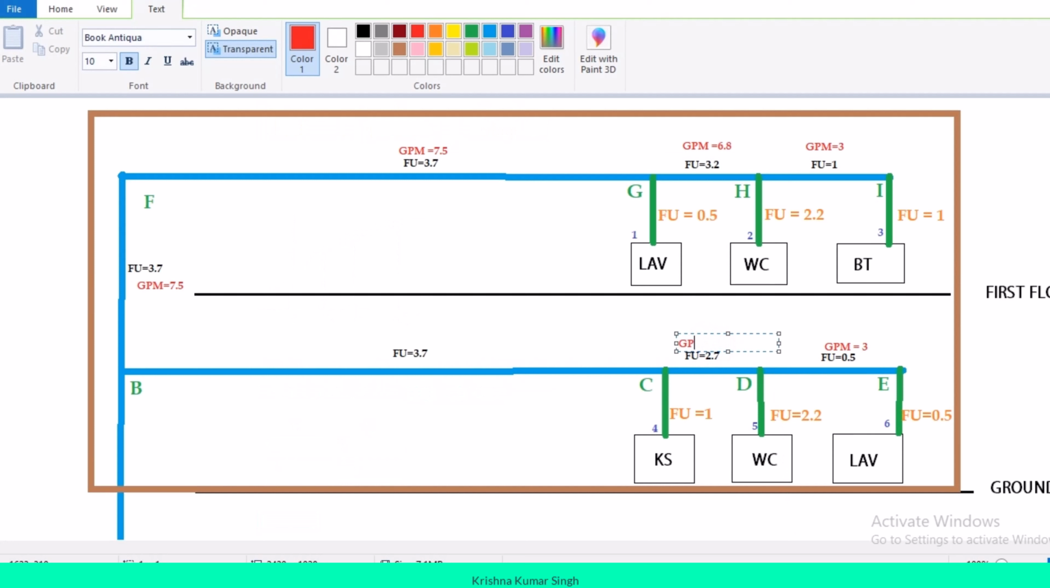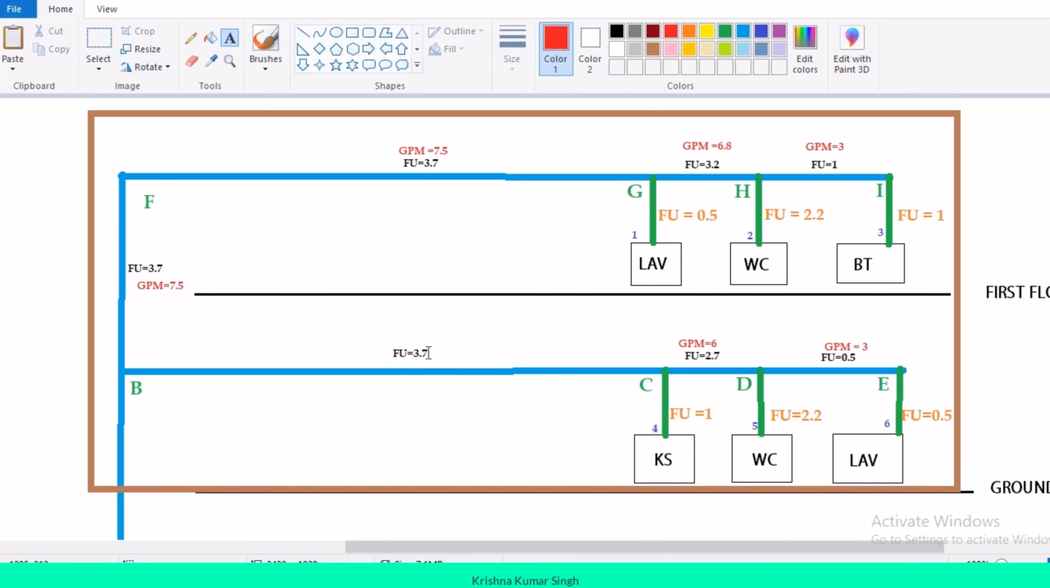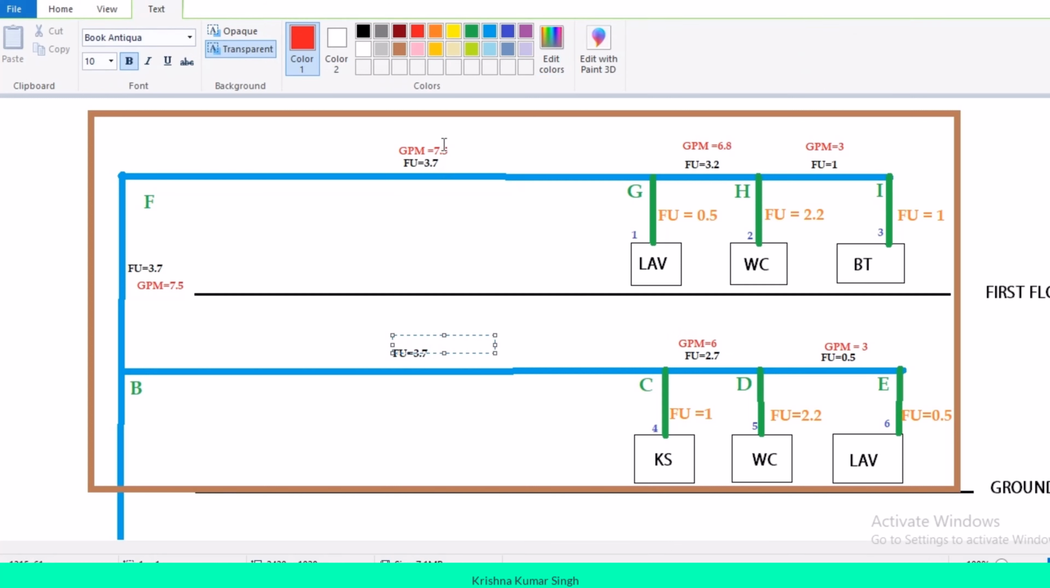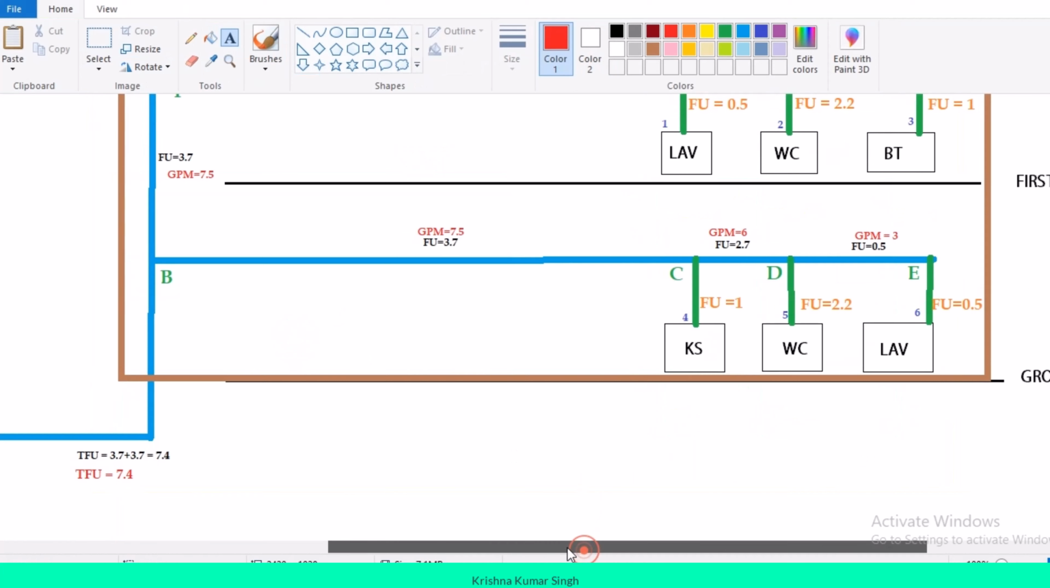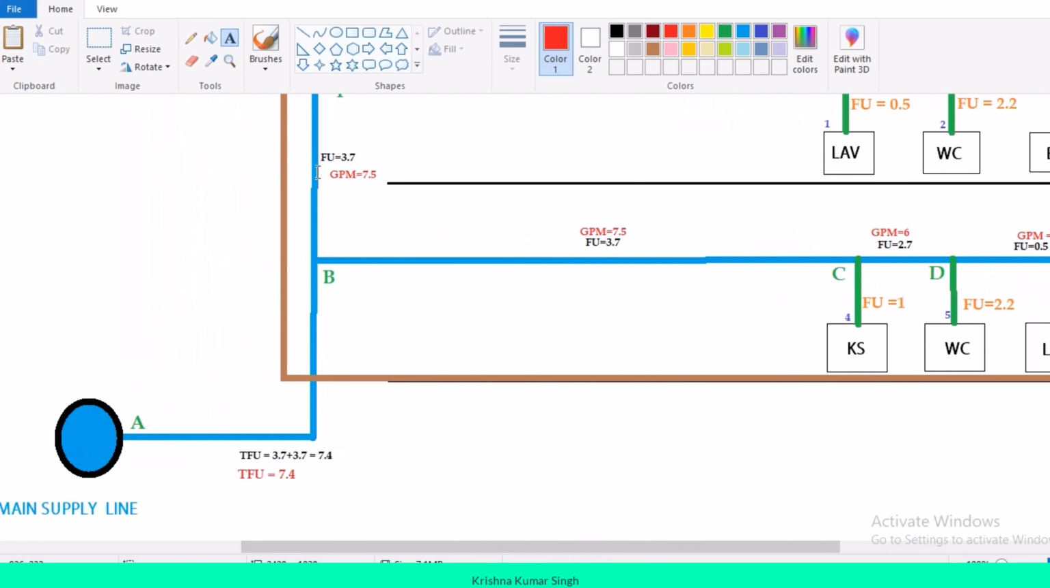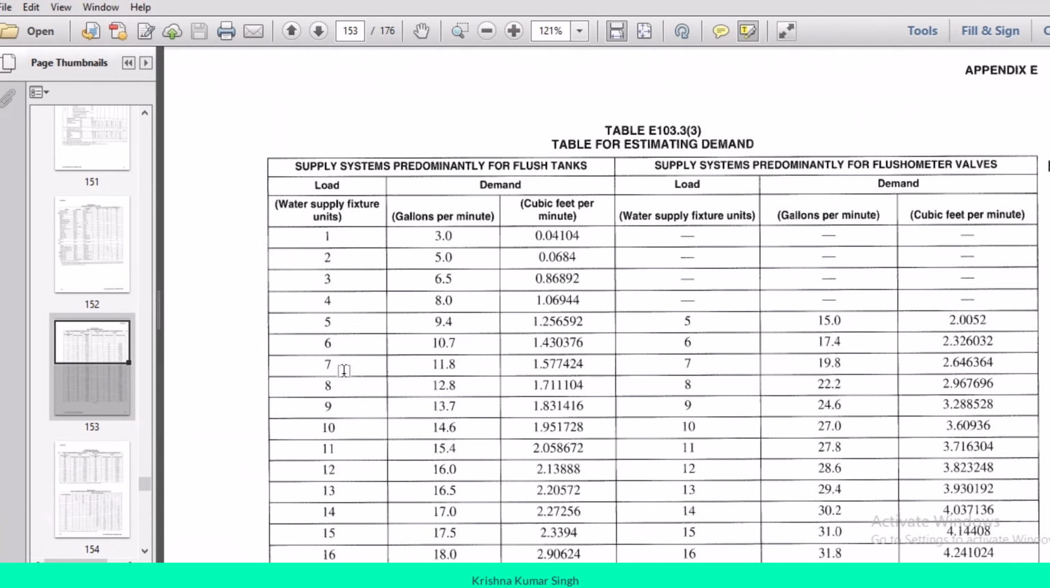GPM equals 6. Now this is again 3.7. We already calculated for 3.7. We have 7.5 GPM. GPM equals 7.5. That's it. And we have the last section, 7.4. Now we have 7 and 8. In between, the table will not give you the in-between values. Again, very easy. You have to use the interpolation calculator.